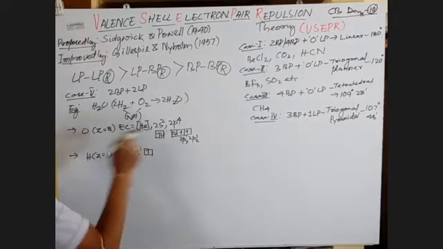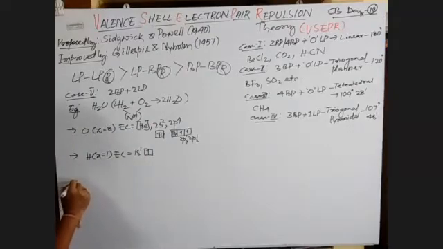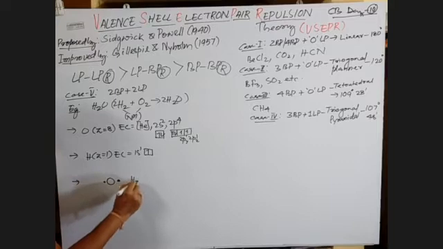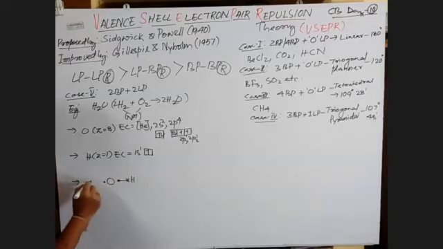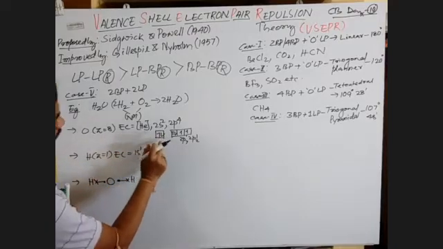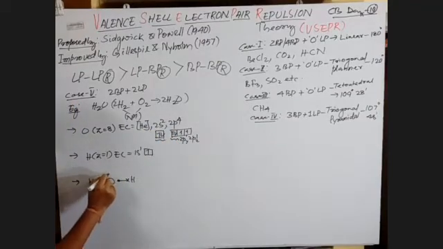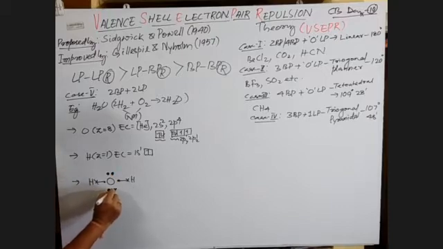That's why your central atom will be oxygen. So what will it do? It will share 1 electron with 1 hydrogen, and this is the second hydrogen. So it is sharing. And remaining, how many pairs of electrons do you see here? This is 1, this is another. That means there are 2 lone pairs left with the central atom.